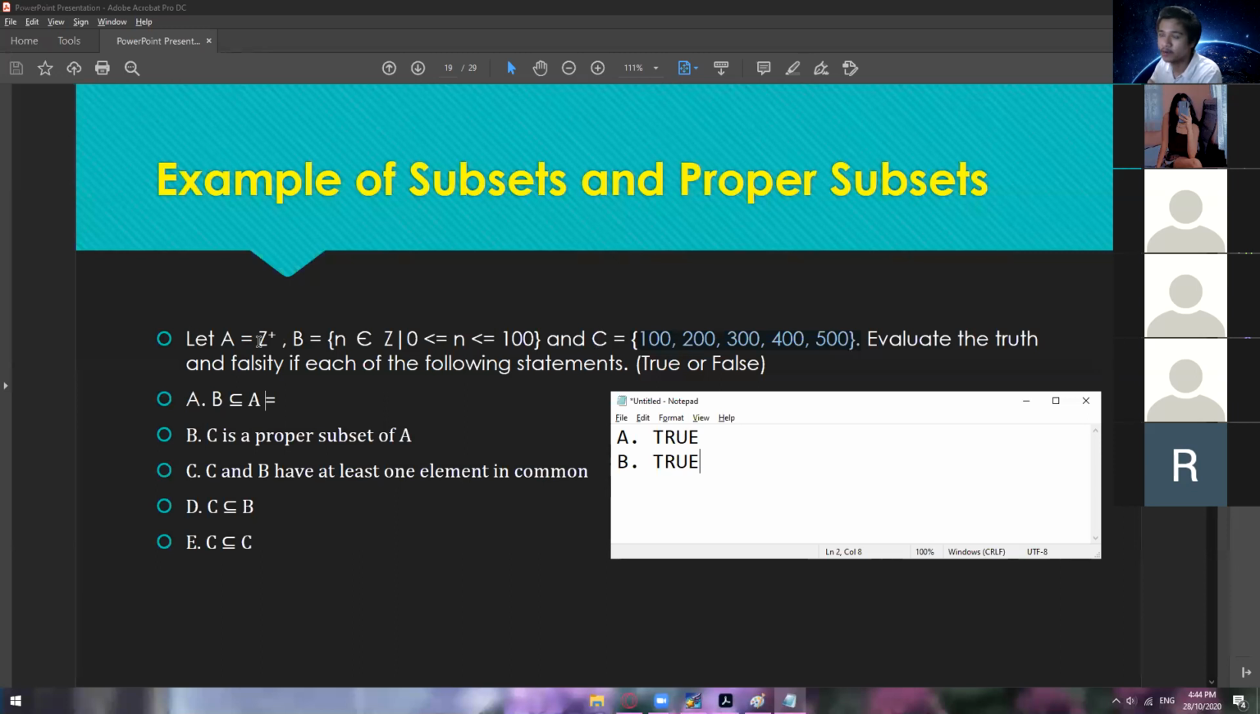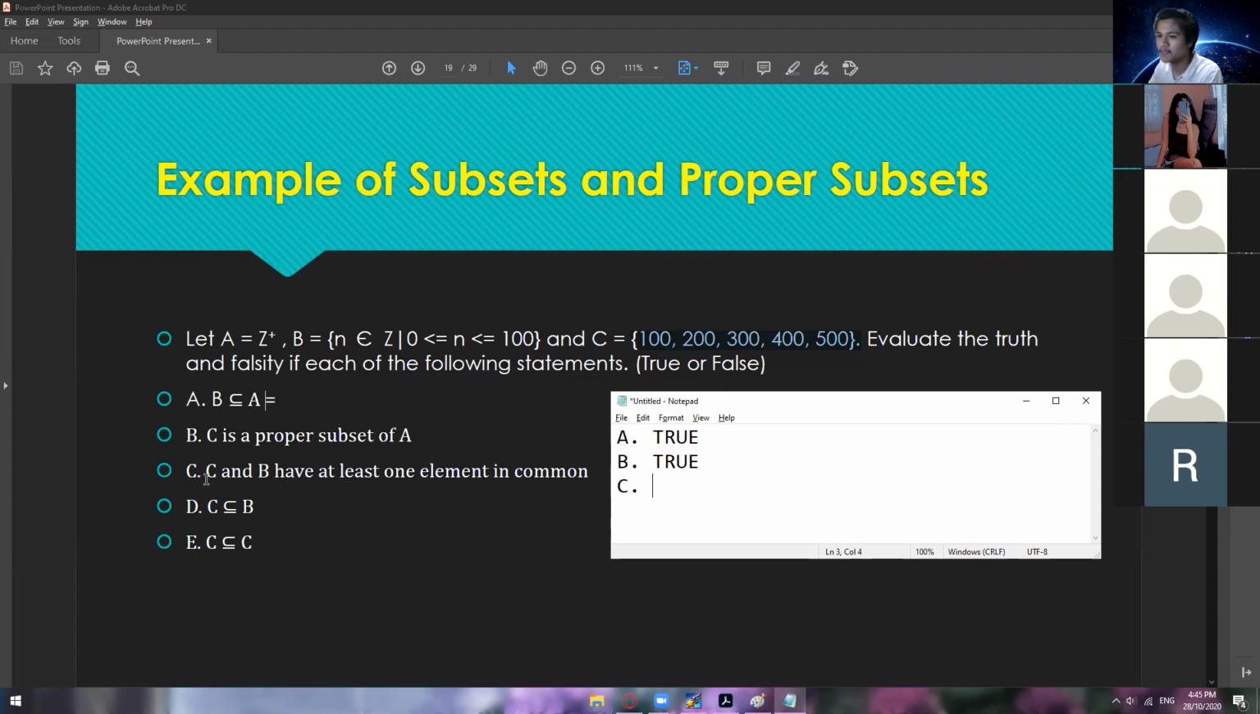In here we started from 0, wherein 0 cannot be found on set C. 1 cannot be found on set C. 2 up to 99 is not on set C. So that is already plenty enough to say that this one is a proper subset, as long as all of the elements of set C are in the superset, which is set A. Okay, so letter B is true. I know may mga nalilito pa sa inyo, but maiintindihan nyo rin yan soon, the difference of subset and proper subset.